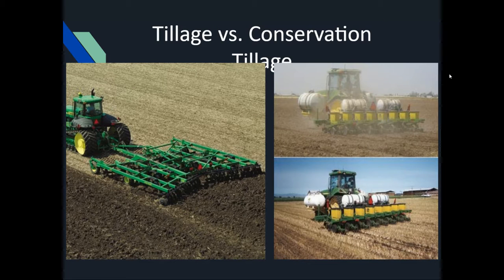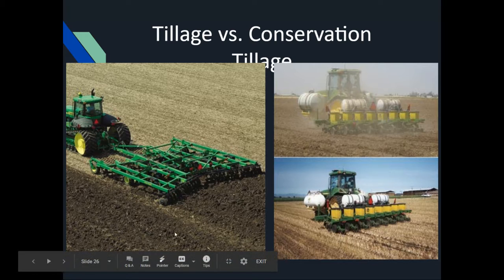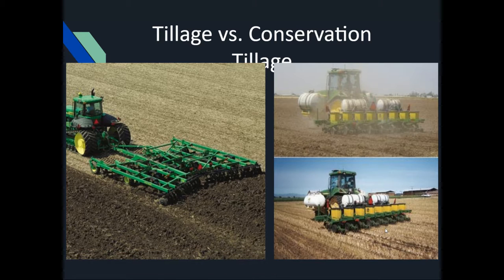So tillage versus conservation tillage. If we look here, this is full-blown tillage here on the left. We're really turning this dirt over. And if the land is not flat, then this dirt being loose is more susceptible to eroding with heavy rains. Here is more of a conservation tillage where we're not fully turning the ground over, and it's not as susceptible to erosion.